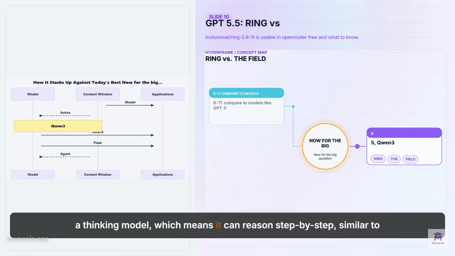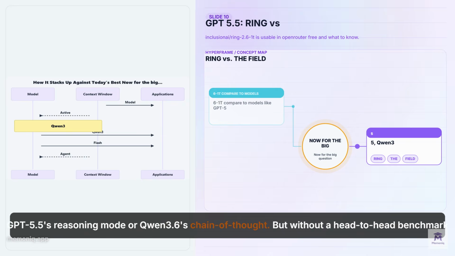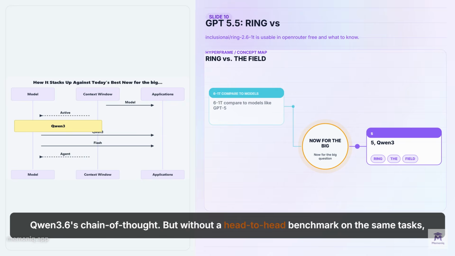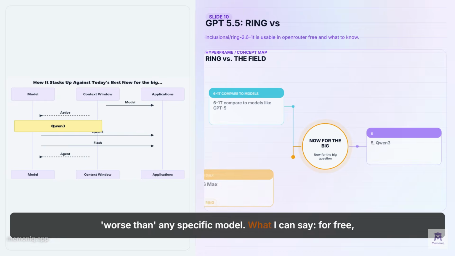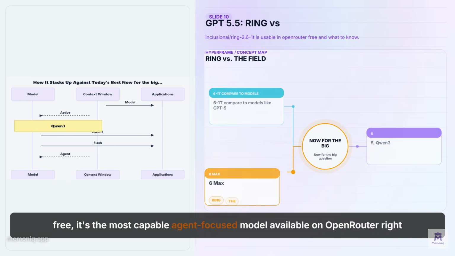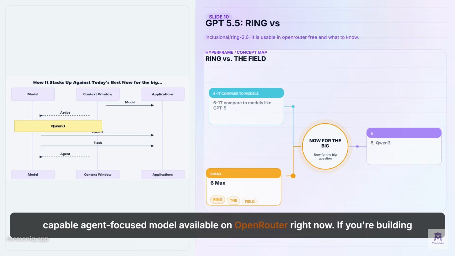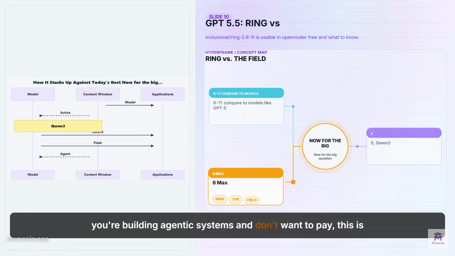And it's a thinking model, which means it can reason step by step, similar to GPT 5.5's reasoning mode or Qwen 3.6 chain of thought. But without a head-to-head benchmark on the same tasks, it's impossible to say it's better or worse than any specific model. What I can say is that for free, it's the most capable agent-focused model available on OpenRouter right now. If you're building agentic systems and don't want to pay, this is your best bet.